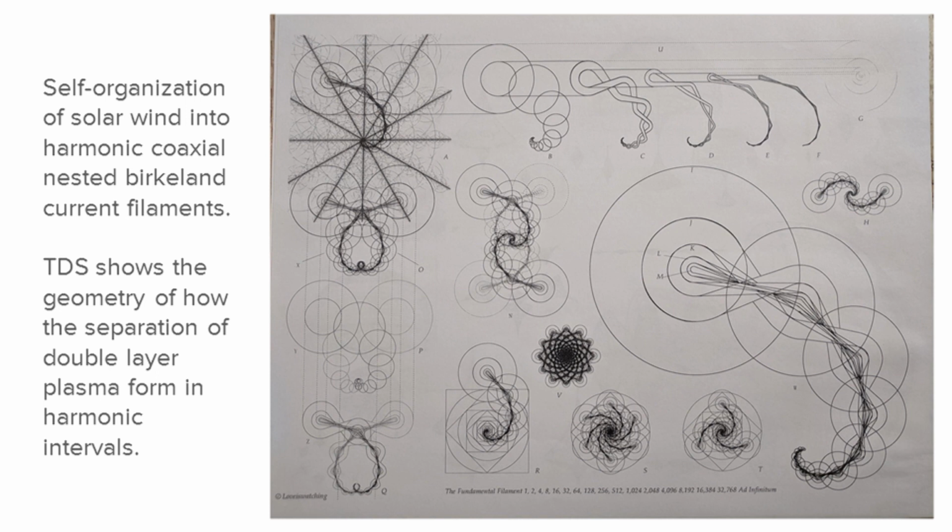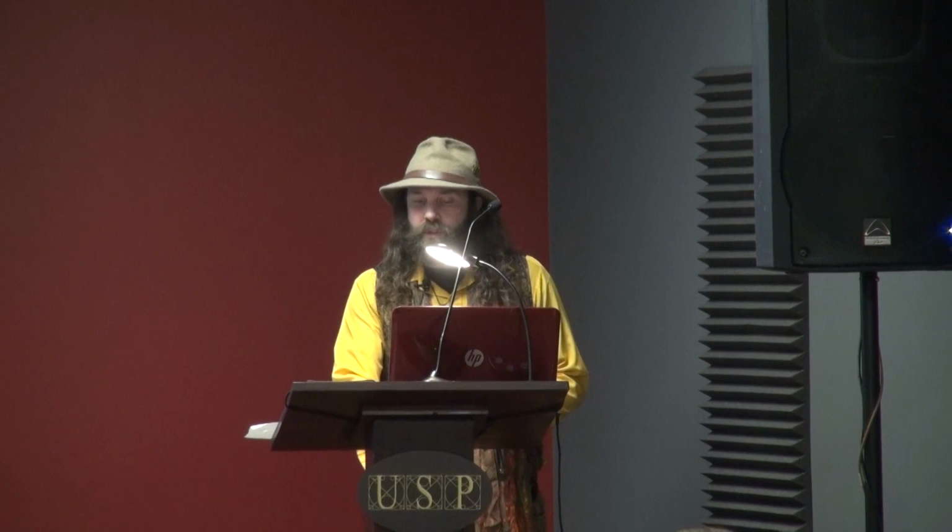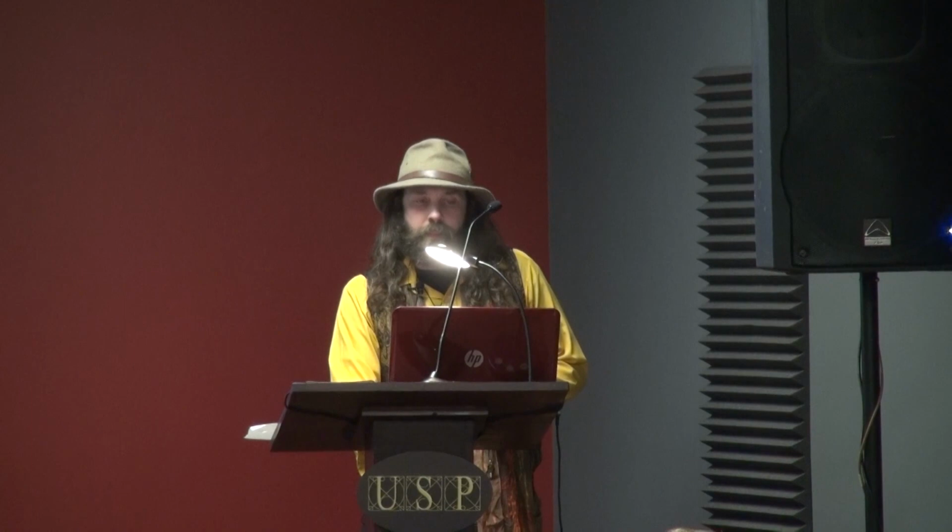The Dougherty set shows the geometry of how the separation of double layer plasmas form in harmonic intervals. It all has to do with harmonic intervals. Everything has to do with harmonic intervals. They can't nest unless it's harmonic intervals. This is just the first filament. When you get into the other filaments, you start to see the progression of animals and why animals are created in sexed pairs and mated sexed pairs of opposites.